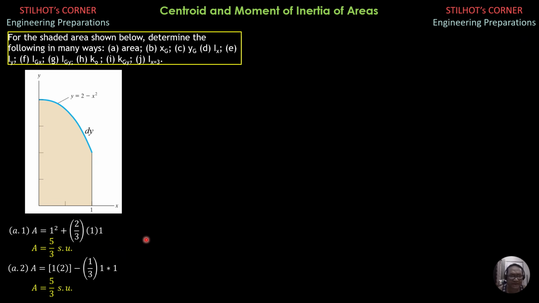Next is by integration considering vertical strip. The height is y because the lower y is falling on the x-axis where y is 0. Thickness dx, so area equals integral of y dx. And if this is the location of the centroid of this rectangular strip, x sub c is just x, y sub c is half of the height y.